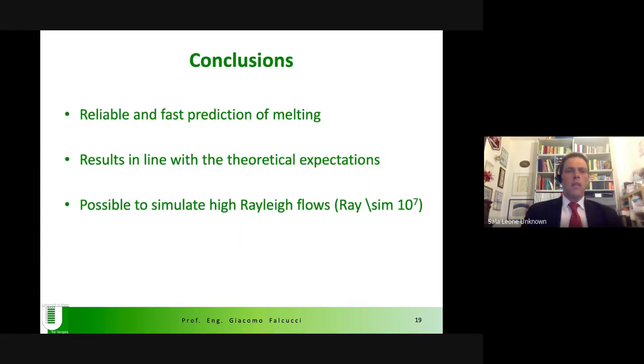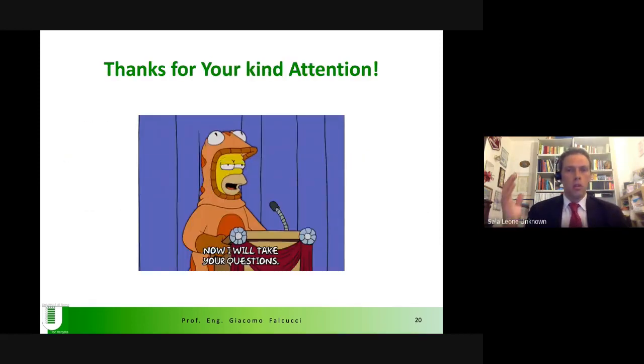So, concluding, we had a reliable and fast prediction of melting. Our code is quite fast, even if it has two populations, and the phase field is very, very stable. The results are in line with the theoretical expectations, and we have the possibility of reaching very high Rayleigh numbers. We are at the moment dealing with simulations with Rayleigh 10^7 and 10^8, which is the domain of the paraffins, and which is very, very interesting for us engineers for the analysis of the performance of thermal energy storage. So thank you for your kind attention, and if you have any questions, I'm here.